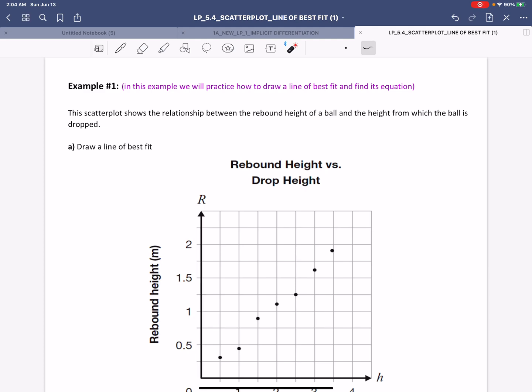Hello and welcome back to the second part of scatter plots and linear relations. We are looking into a couple of examples together, and here goes the first one.